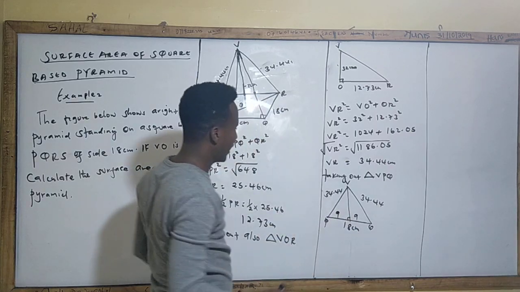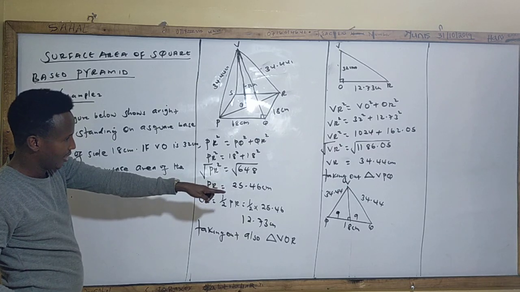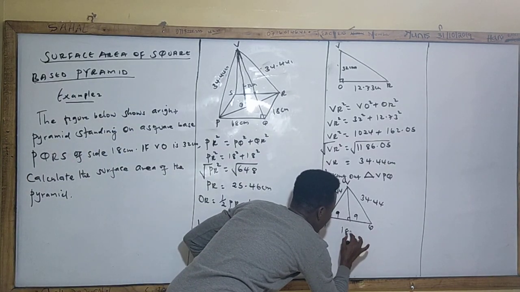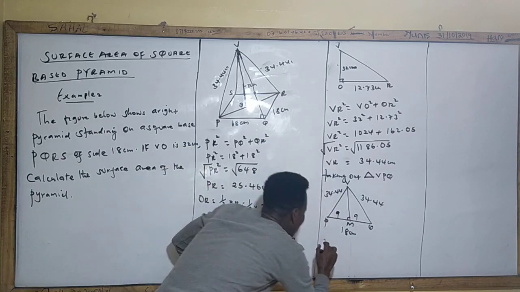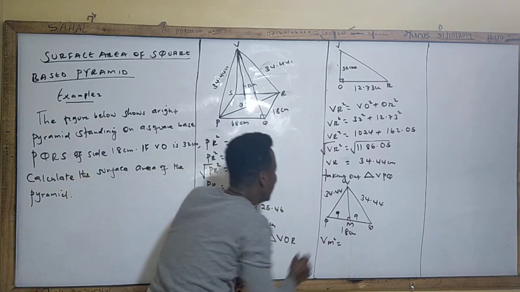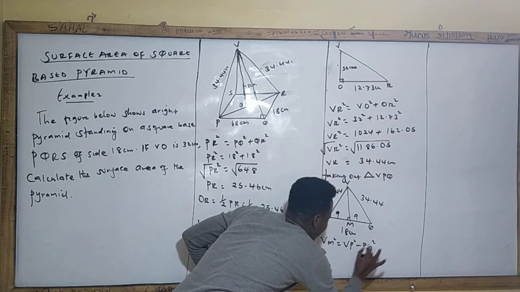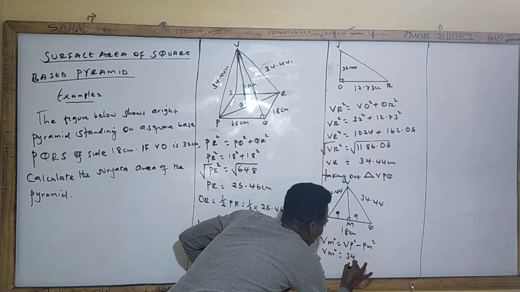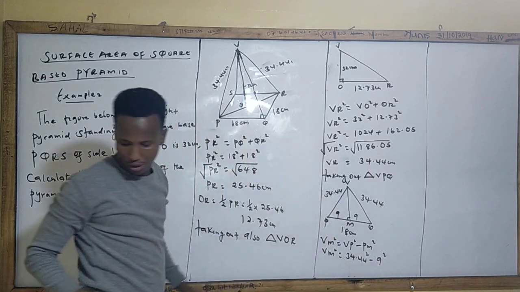Okay. So see, I can get now, call this point M. This is 18 centimeter. See, I can get VM. I know that VM squared is equal to, just understand this, VP squared minus PM squared. So VM squared is equal to 34.44 squared minus 9 squared. So this will give you what?